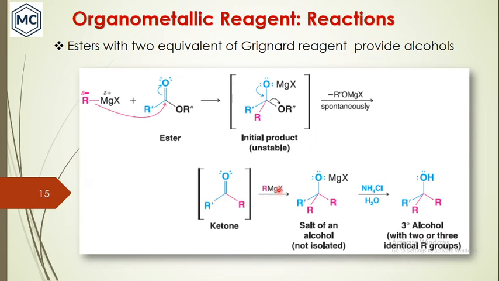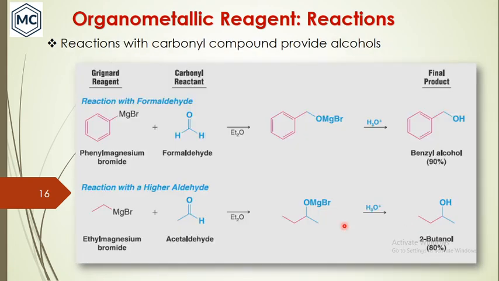And Grignard reagent is highly reactive. When you have another carbonyl here, it can further react with that carbonyl and it finally forms a tertiary alcohol, like we have seen in the previous step. And these are the examples for this carbonyl reaction.